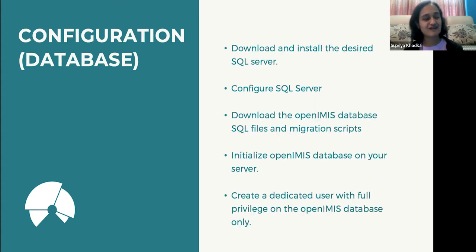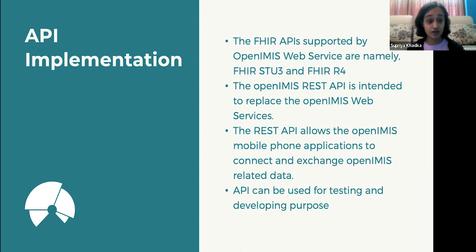If we talk about the configuration, how do you configure the database for your own system? You can download and install the desired SQL server. You can then configure the SQL server. Then you download the openIMIS database SQL files and migration scripts. You can then initialize the openIMIS database on your own server and finally create a dedicated user with full privilege on the openIMIS database only. So these were about the technologies.